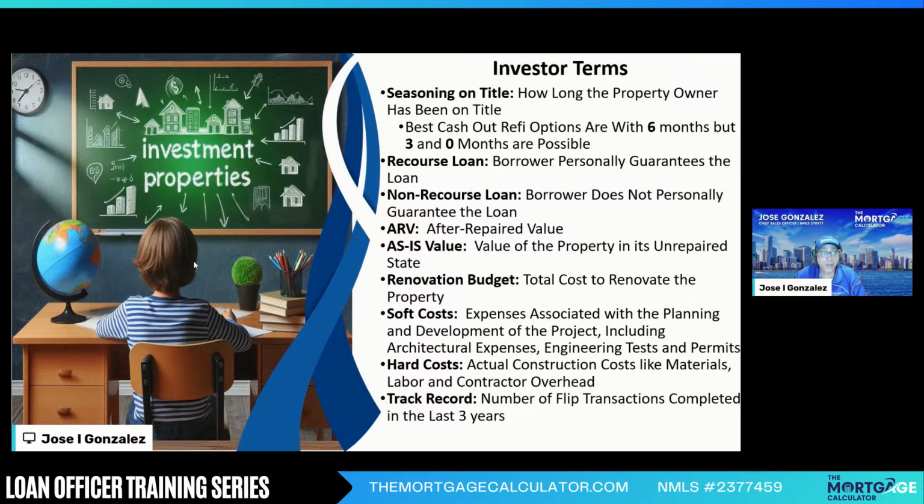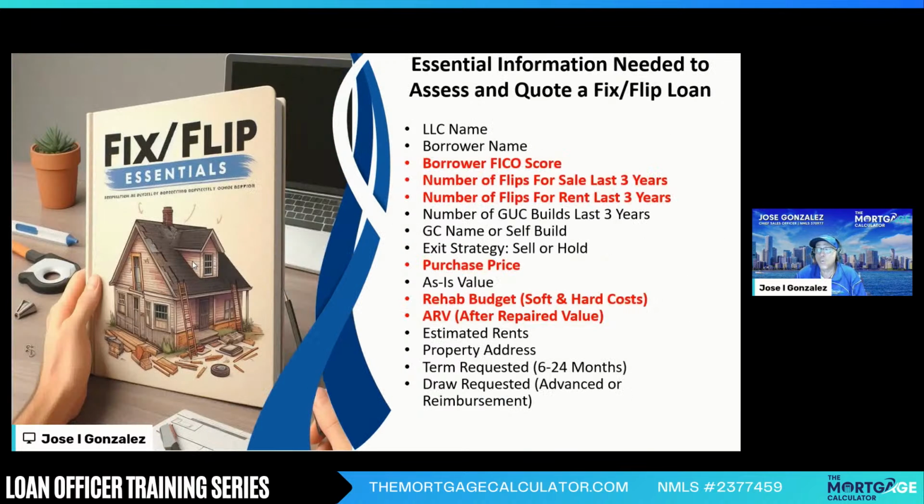Very important there. So what is the essential information needed to assess and quote a fixed flip loan for the BRRRR transaction? Notice that I have put in bold red type there the essential, totally essential ones that are gonna either make or break the deal, right? And probably in order of importance, it would be the number of flips for sale or for rent in the last 3 years, their track record. That's going to be the number one, right?